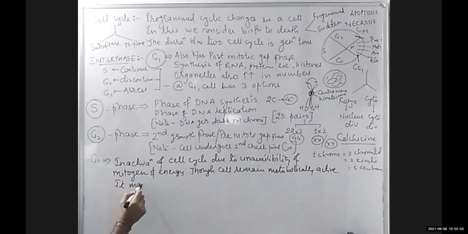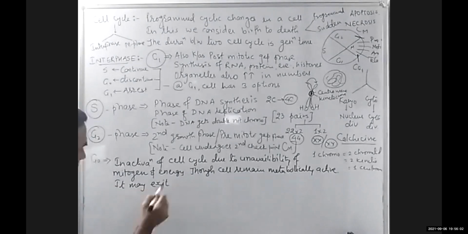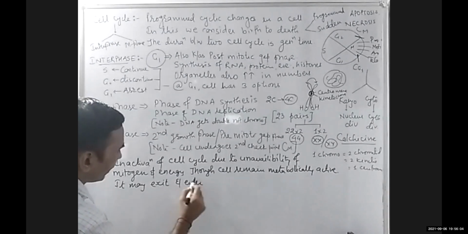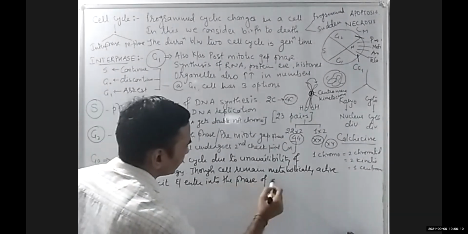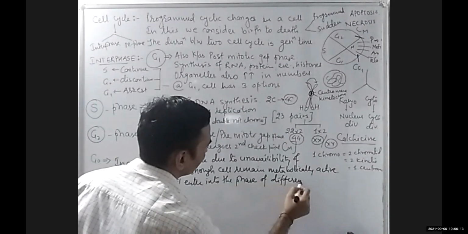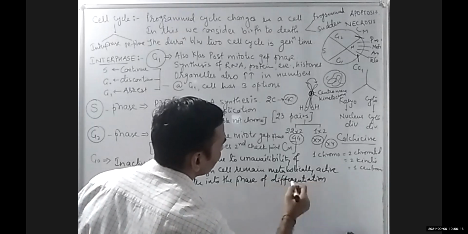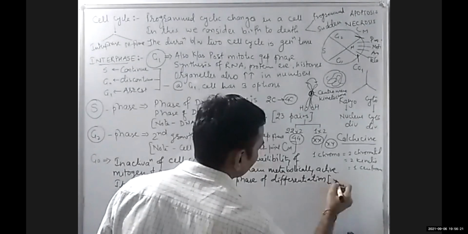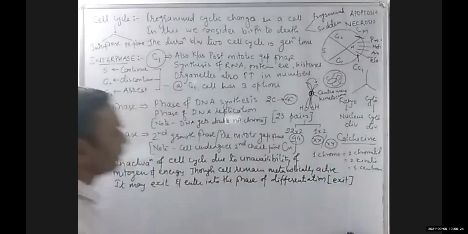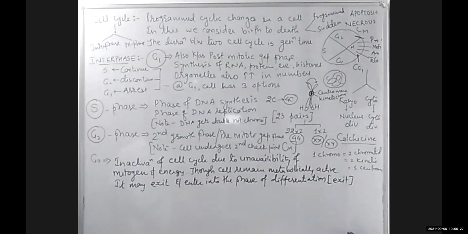It may exit and enter into the phase of differentiation. If this differentiation happens, then it is called exit. If not differentiated, then no problem. It will continue to grow or continue to divide. Should I start with mitosis?